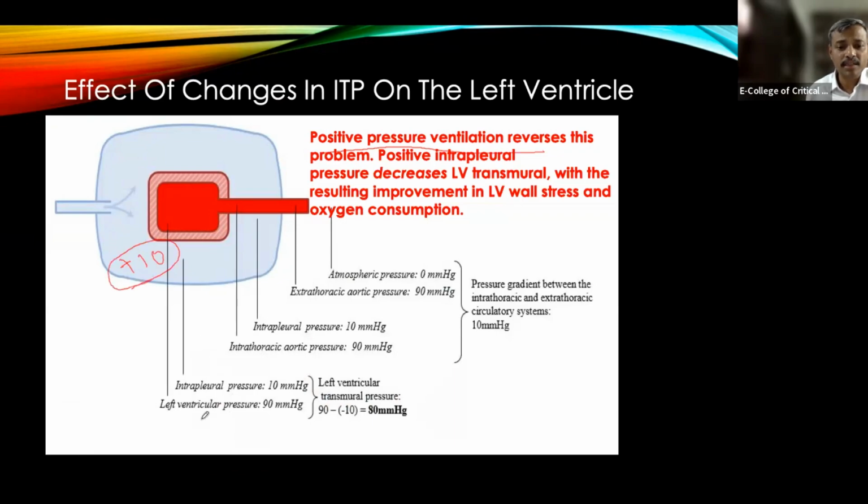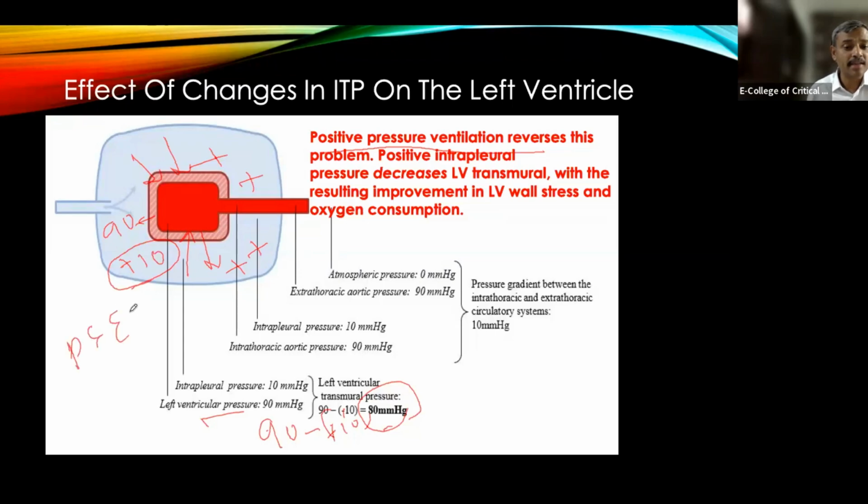So here I told you the left ventricle pressure is 90. So 90 minus of plus 10. This is plus 10, not minus, plus 10. 90 minus 10 is how much? 80. So what is happening here? The transmural pressure is reducing. This pressure difference is reducing. It means the more and more positive pressure there is in the pleura, actually it is helping the left ventricle to contract more and more, because the positive surrounding pressure is pushing the left ventricle to contract more. Actually it is helping. This is how PEEP reduces afterload.